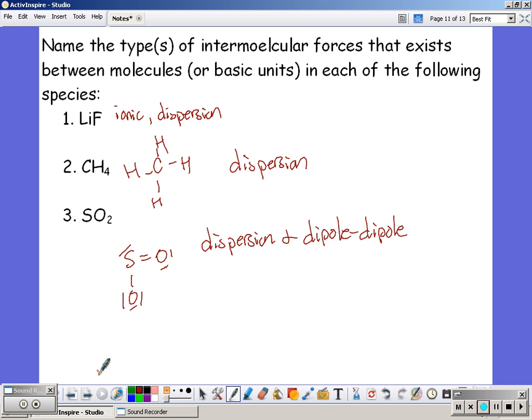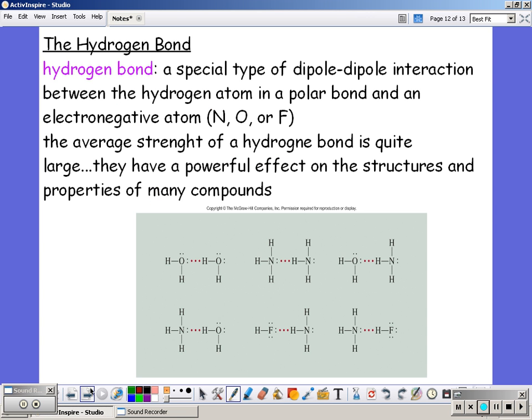Hydrogen bonding is a special type of dipole-dipole interaction between a hydrogen atom in a polar bond and an electronegative atom: nitrogen, oxygen, or fluorine, NOF. The average strength of the hydrogen bond is quite large, so they have a powerful effect on the structures and the properties of the compounds. These red dots in between here represent the hydrogen bond. It's the hydrogen from one molecule being attracted to the lone pairs on another molecule.